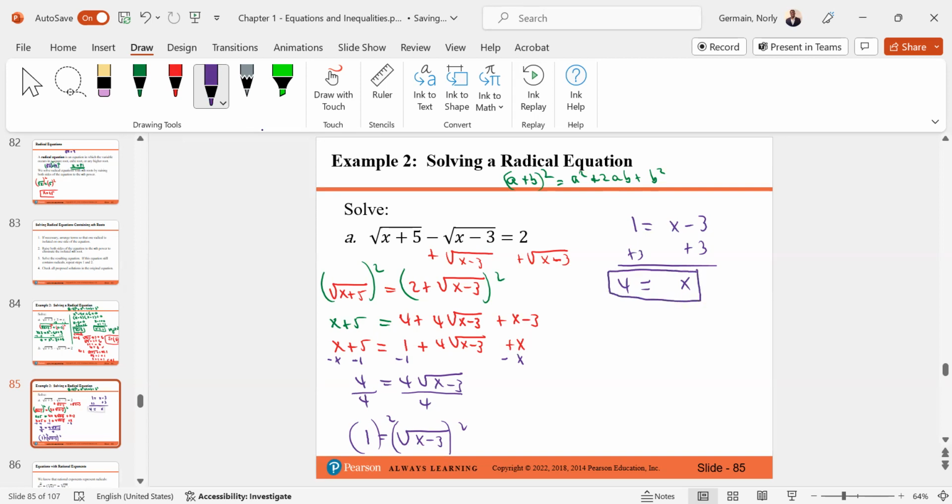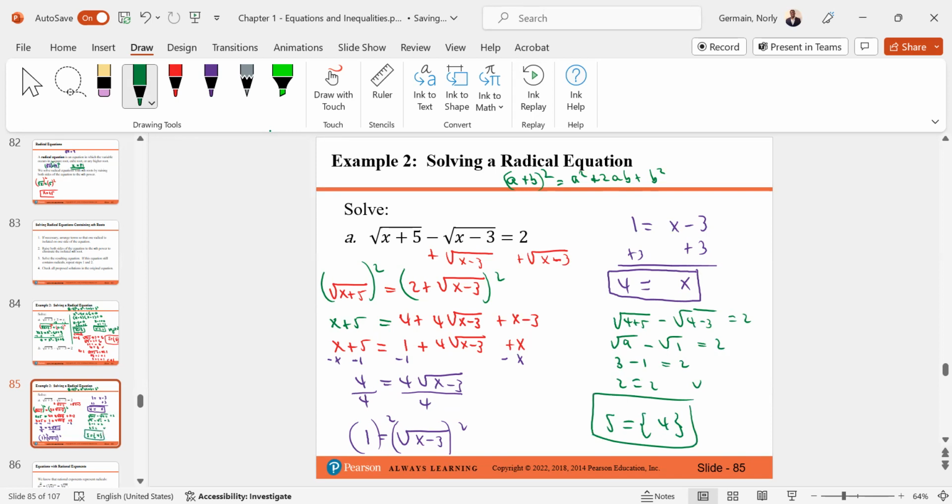If you want to verify, you plug it back into the original equation. Square root of 4 plus 5 minus square root of 4 minus 3, is it equal to 2? Square root of 9 minus square root of 1 equals 3 minus 1 equals 2, which is equal to 2. Check. So the solution is x equal 4. Good. That's a beautiful example.